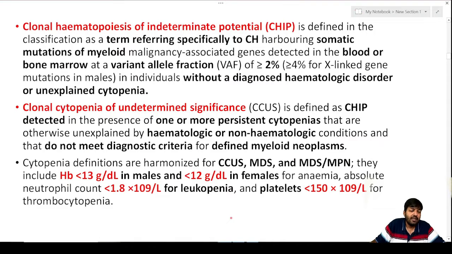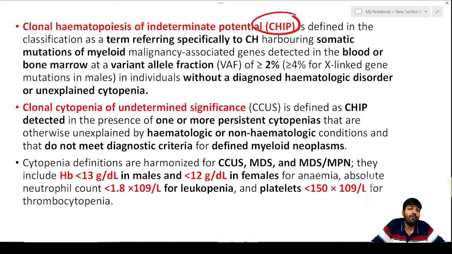So there are certain terms. What is CHIP? Before, you must have heard about this term CHIP while we were reading myelodysplastic syndrome, but now it has been introduced formally. So what is it? It is basically referring to a clonal hematopoiesis that is harboring some kind of somatic mutation.